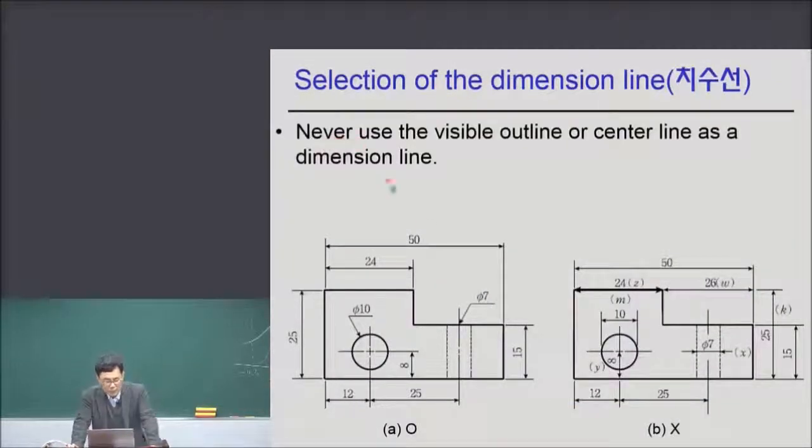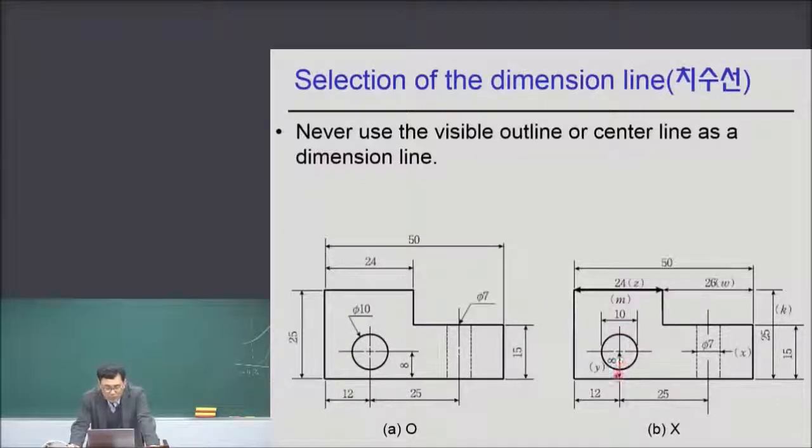Okay. And never use the visible outline or center line as a dimension line. This example, this is very lazy. This lazy guy is doing it like this. Visible outline, you do not use it as your dimension line. So this is a very good way of making the dimension line here, 24. Okay, extension line and dimension line. All right.